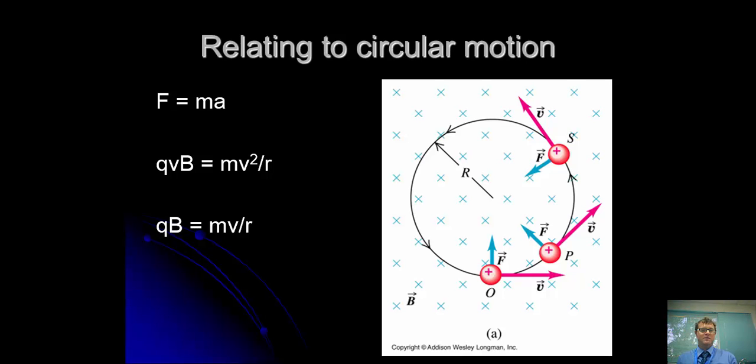Obviously now we can simplify. qB equals mv over r. And therefore the radius of this circle is going to be the mass times the velocity divided by B times q.